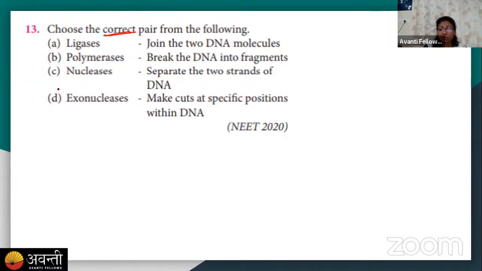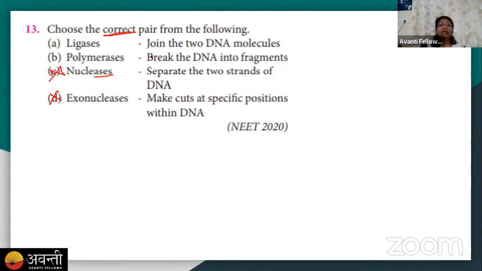Okay, so we have to find out the correct one. So let's find out. As you know, exonucleases cut the DNA not at a specific position. They are cutting it at the ends. So it is not a correct statement. This is incorrect. Nucleases are used to digest the complete nuclear material because the word itself is nuclease, something which is breaking down, as ase is later written, something which is breaking down the nuclear material. So nuclear material is DNA. So it is not separating, it is just breaking it down. So it is also not correct.